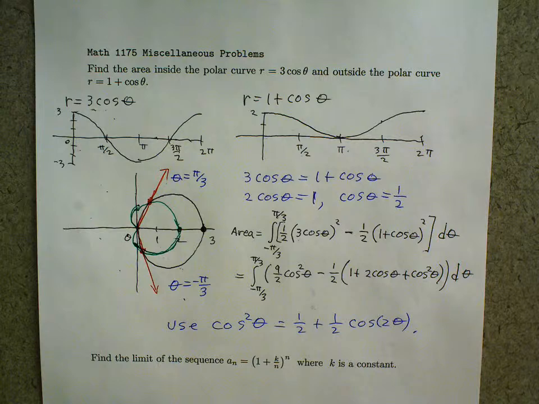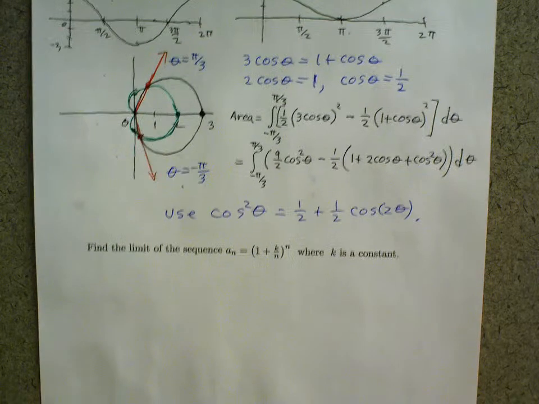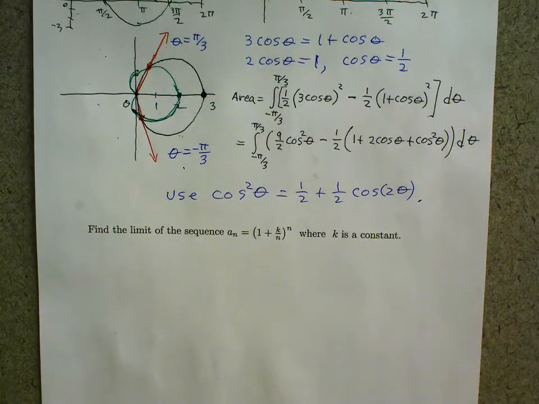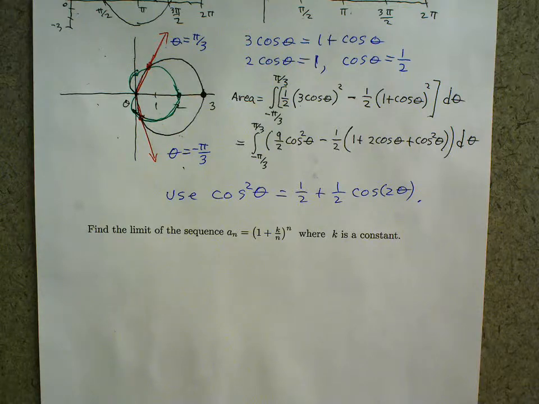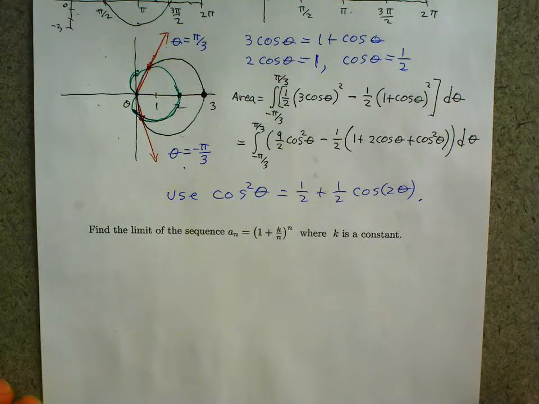Okay, let's look at the next one. Find the limit of the sequence a sub n equals the quantity 1 plus k over n, raised to the power n, where k is a constant. So did anyone work on this and find the answer?